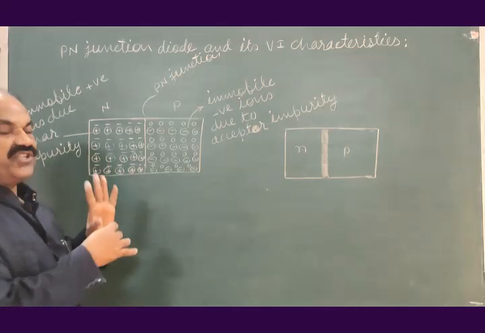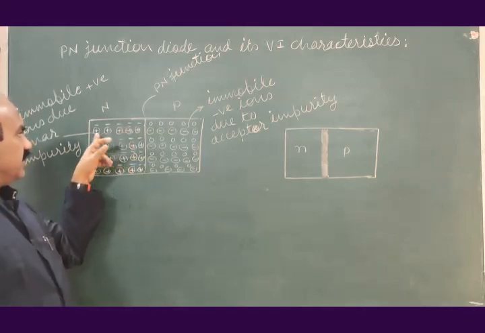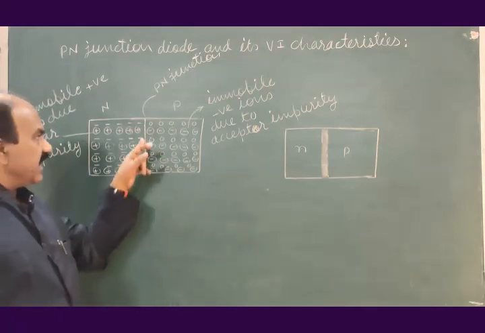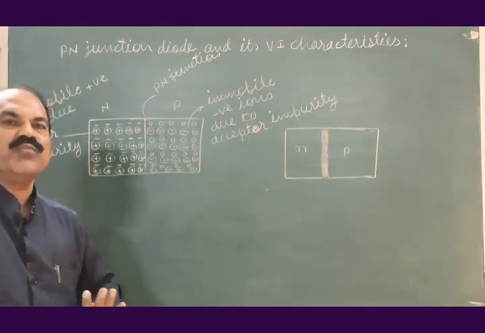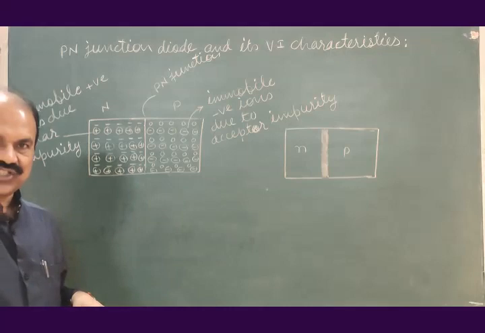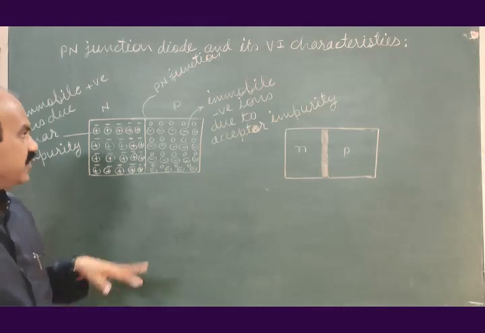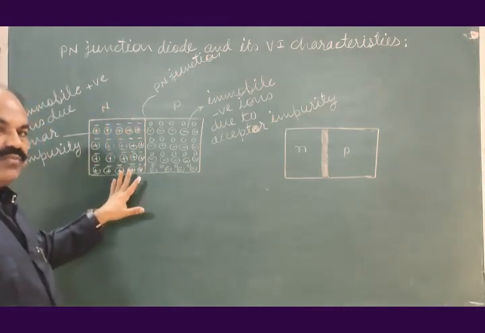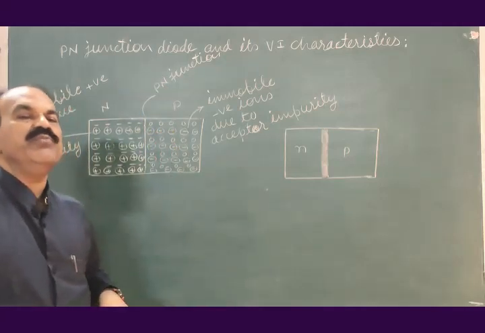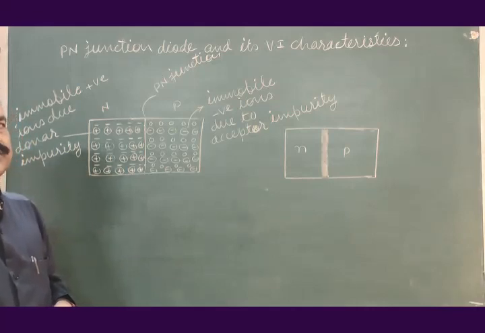When no electrical potential is applied to this, what will happen? Immobile positive ions cannot move from their place. Immobile negative ions cannot move from their place, because they are fixed in the crystal structure of the semiconductor material. So this side is negative because of the presence of a large number of free electrons. This side is positive because of the presence of a large number of free holes.